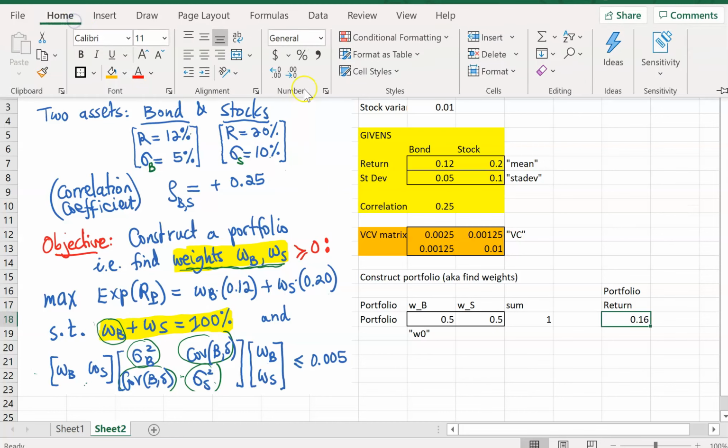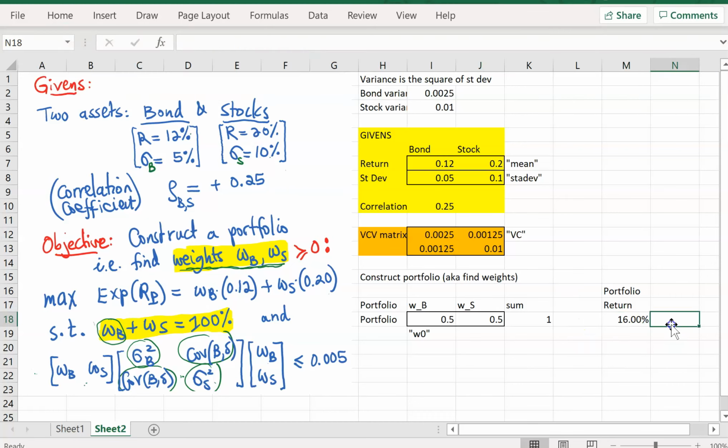So that's the portfolio return. Let me put it as a percent and add a couple more decimal places of accuracy. Right now, because we have not done the optimization yet, all I'm doing is writing the formula. If half of the portfolio is invested in bonds and half in stocks, I will get the average of these two numbers, 12% and 20%. The average is 16%.